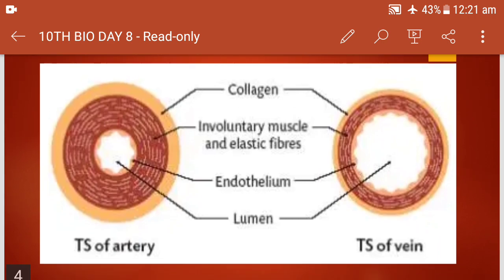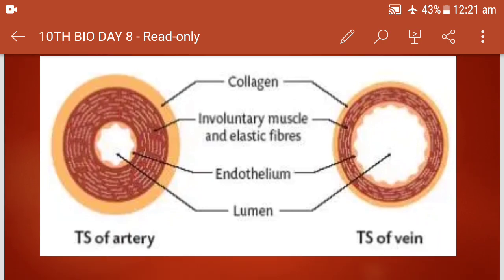Here we can have a look again. The lumen is smaller in an artery because the blood is flowing with high pressure and the valves are absent. Whereas in the veins, the lumen is greater because the blood is flowing with low pressure and the valves are present to prevent the backward flow. What is the function of the valves is mostly asked. You must write that they prevent the backward flow of blood.